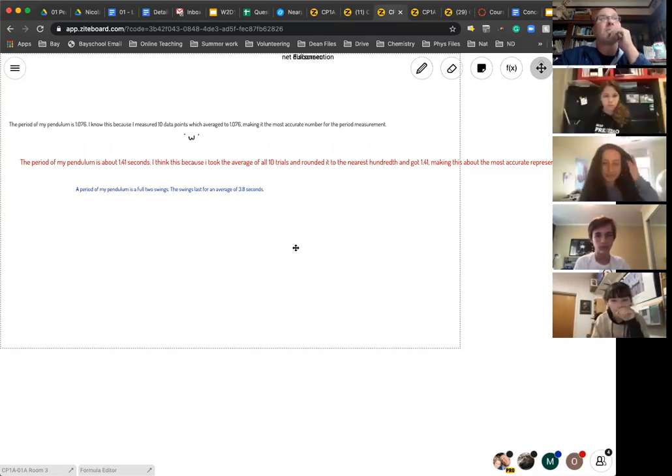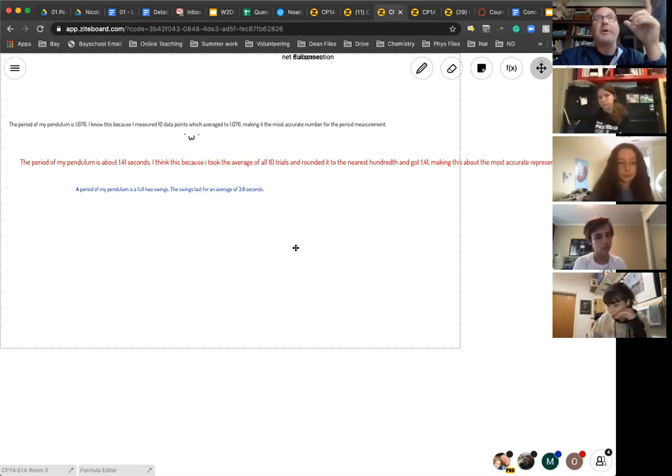Okay, I wrote the period of my pendulum is 2 full swings. The swings last for an average of 3.8 seconds. And my reasoning is that I averaged those out, making it the most accurate. Okay, so you gave us the definition of your period, which is 2 swings, right, up and back, and then you gave us the time. That's perfect. Number 4.